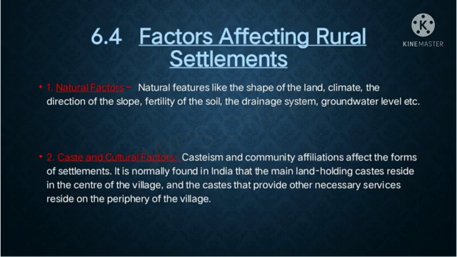Second, caste and cultural factors. Casteism and community affiliations affect the forms of settlements. It is normally found in India that the main land-holding castes reside in the center of the village and the castes that provide other necessary services reside on the periphery of the village.